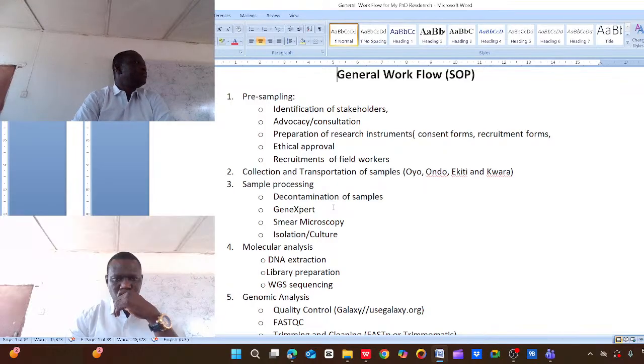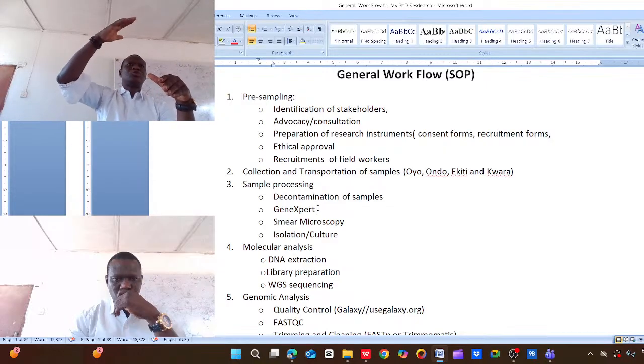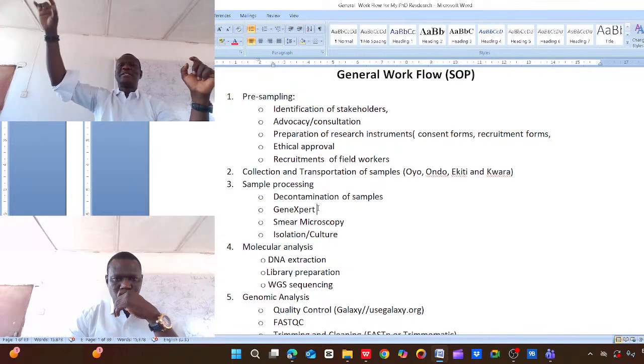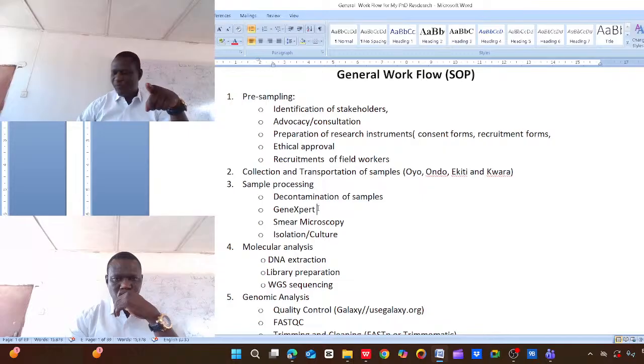GeneXpert is part of the first step in DNA analysis. It's a DNA analytic machine. For somebody working on Mycobacterium tuberculosis, it is going to tell you whether the person has sensitive TB or resistant TB. It is at that level of GeneXpert that you will know. It classifies into S, which is sensitive, and R, which is drug resistant, DR.